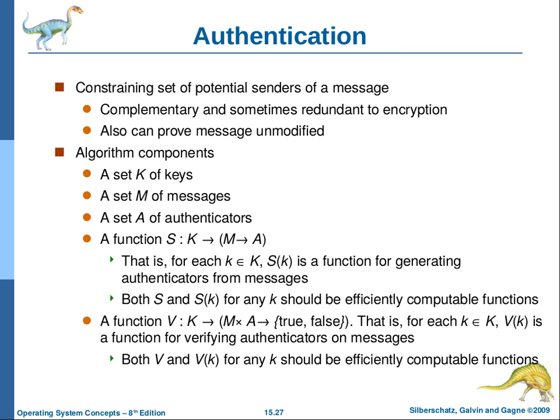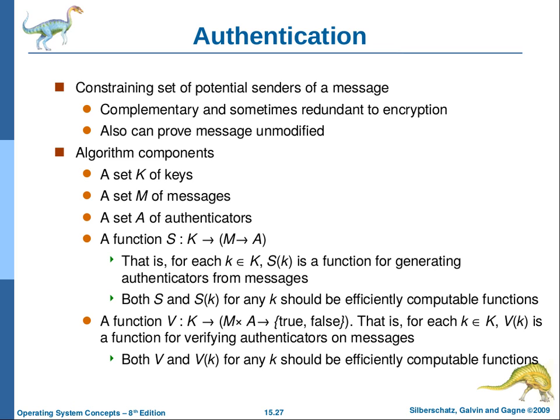This is when the user logs in, like just now earlier today. It asks for my username. I put in root. That's identification, because I'm identifying myself as root. But then it asks me to authenticate myself through a password to ensure I am who I say I am. And so that's what authentication is. Here, they're calling it in the book constraining a set of potential senders of a message.